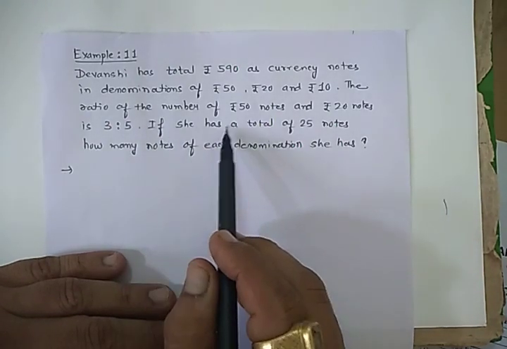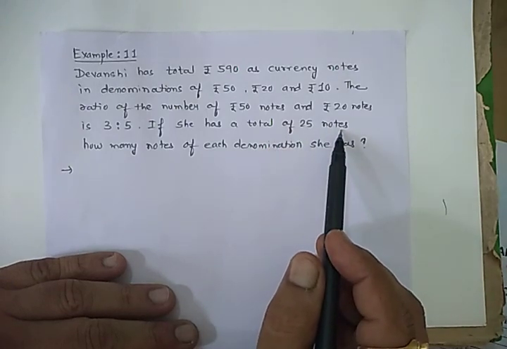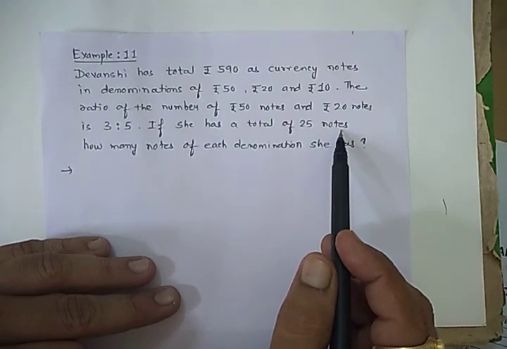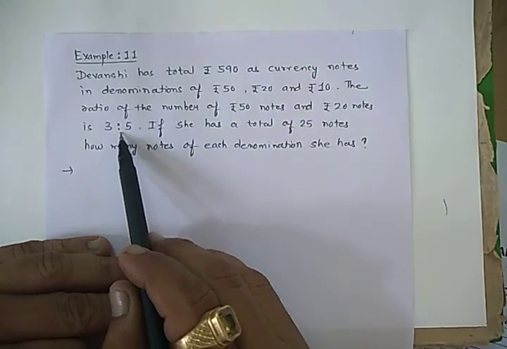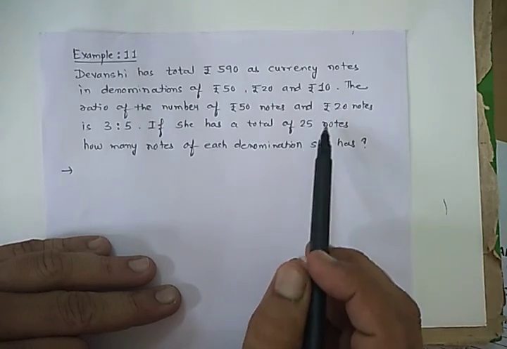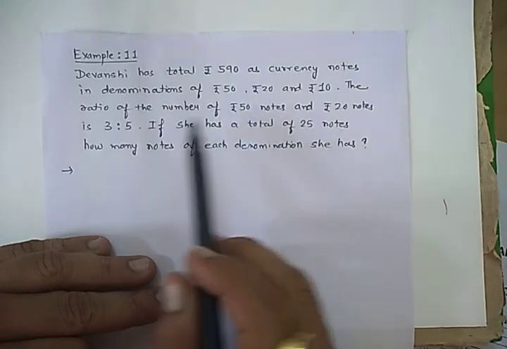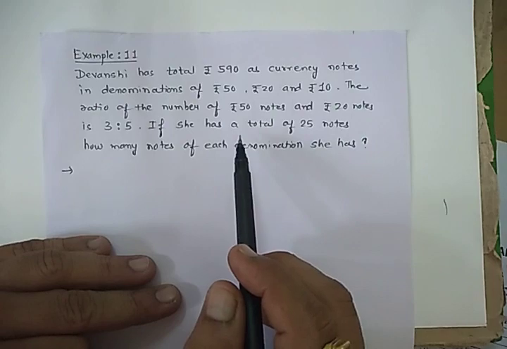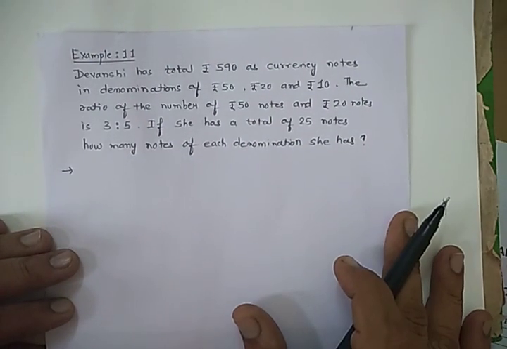If she has a total of 25 notes, means they have given the total currency notes, so we need to find how many 10 rupees notes there are, because the ratio of 50 rupees notes and 20 rupees notes they have given, but they have not given anything about the 10 rupees notes. So from the total we will deduct the number of 20 rupees notes and 50 rupees notes. What remains will be the rupees 10 currency notes. Now how many notes of each denomination are there?